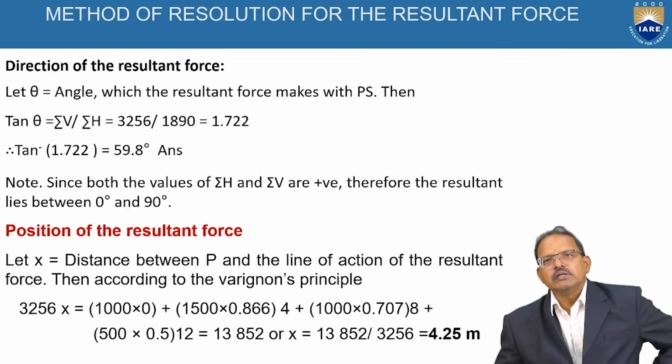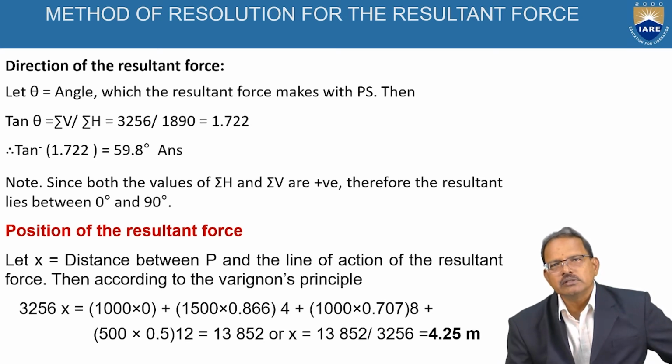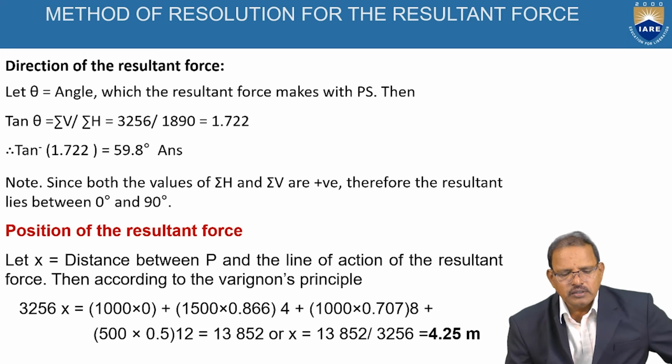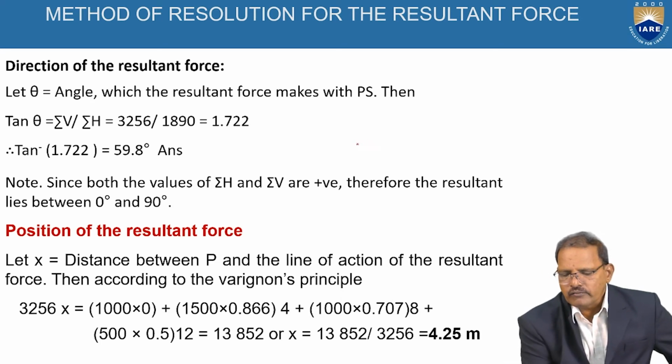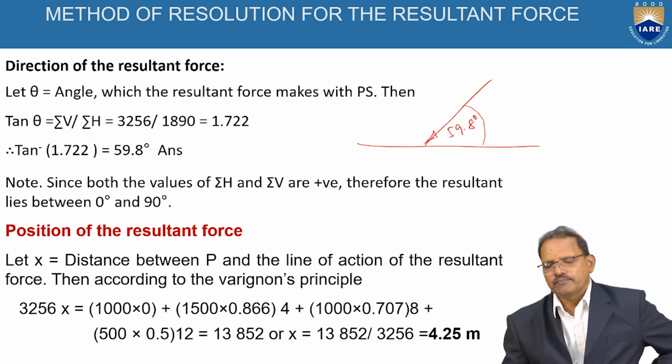Now the direction of the resultant force. Already I told you, tan theta is equal to sigma V divided by sigma H, which is equal to 3256 divided by 1890, which is equal to 1.722, or theta equal to 59.8 degrees. Since we can take it in the third quadrant, otherwise the resultant force is acting like this, making an angle of 59.8 degrees like this.